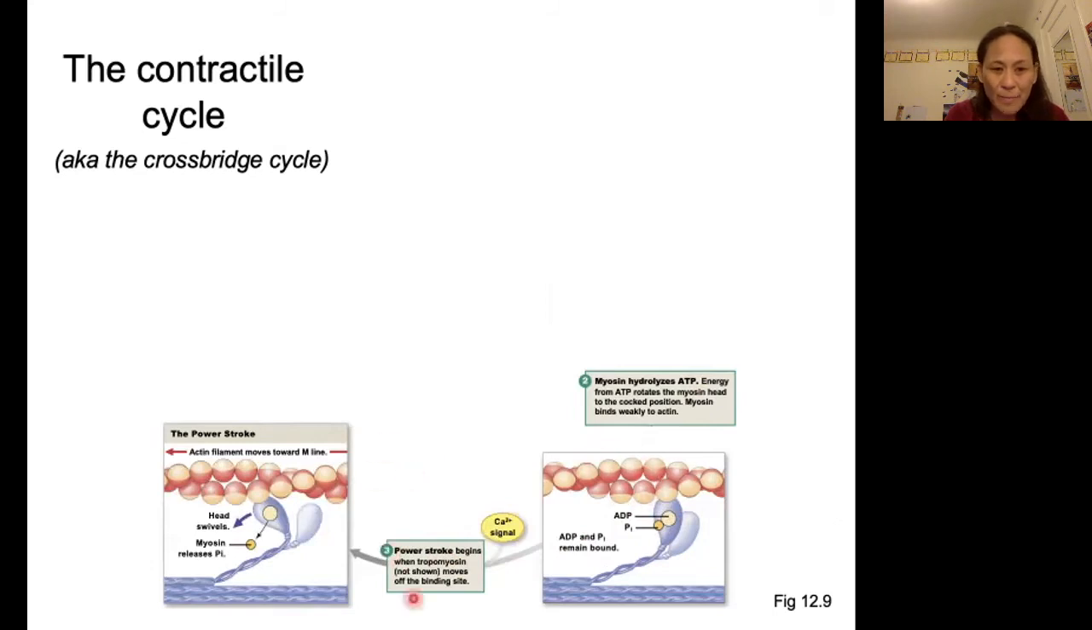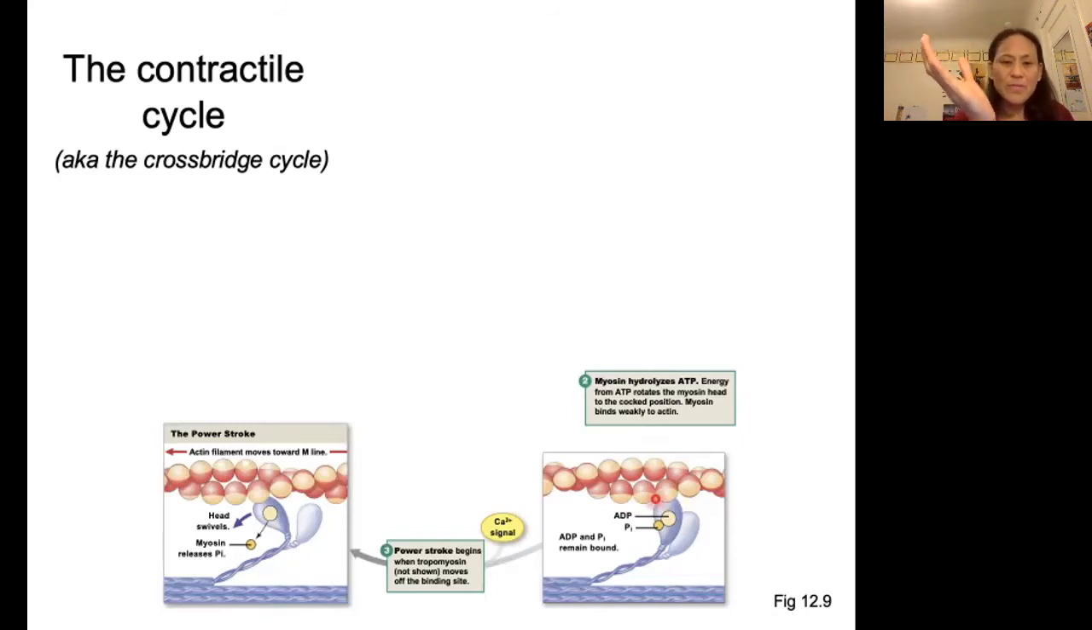So I guess there's not really a panel that shows that. But if you just imagine this same picture, except with a strong bond with that invisible tropomyosin out of the way, we're going to have that strong bond, okay? And then what's going to happen is the head is going to return to its original position, okay?